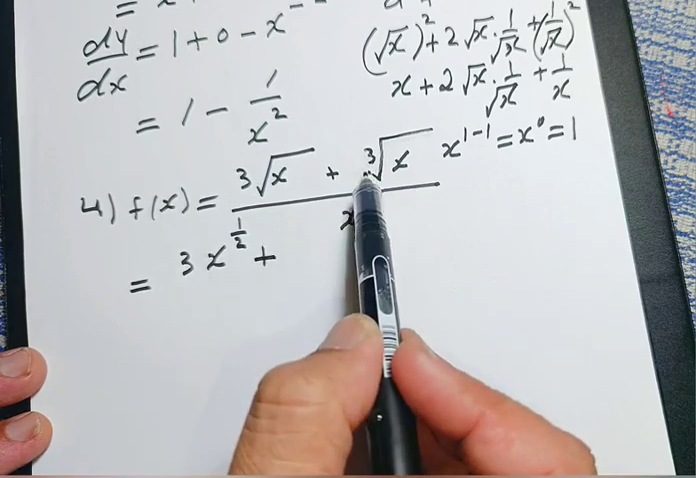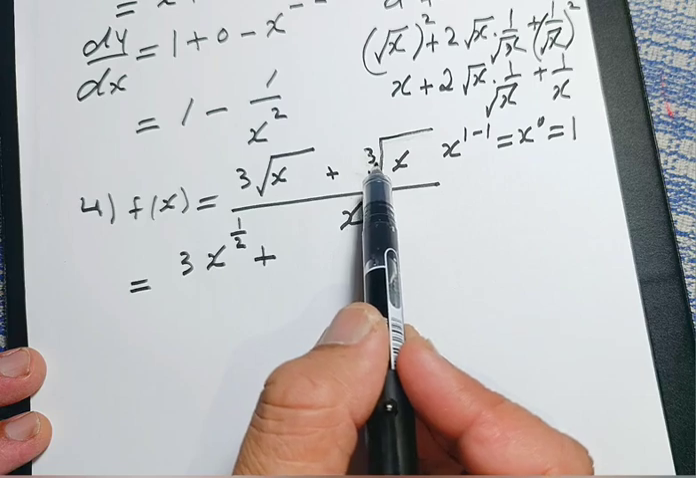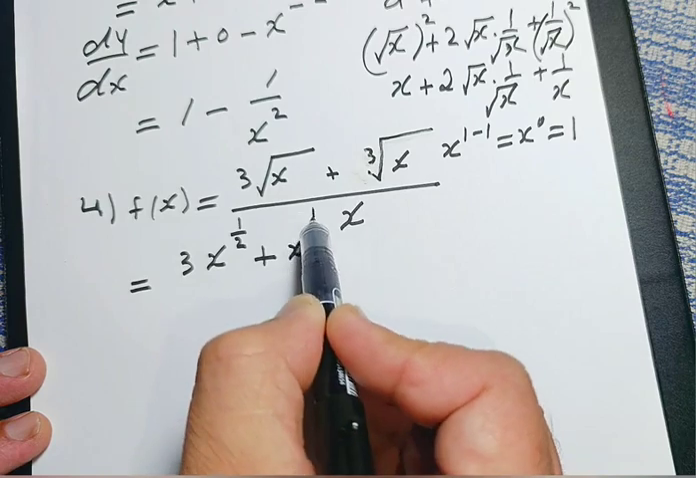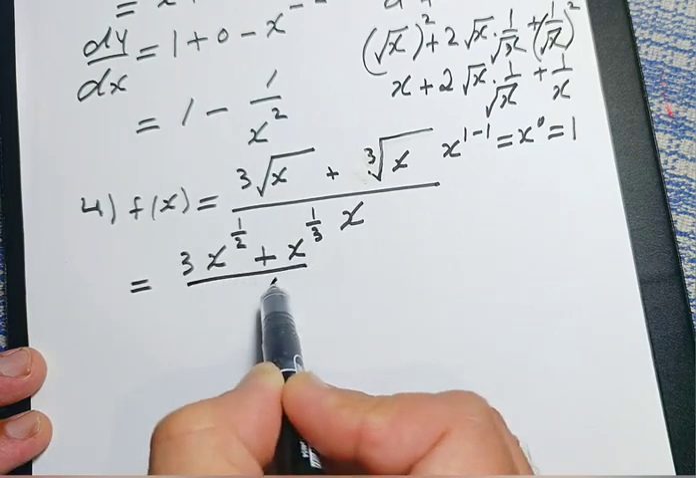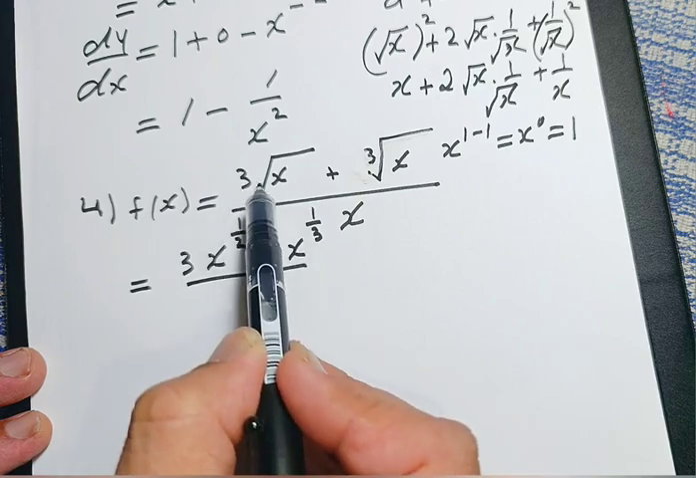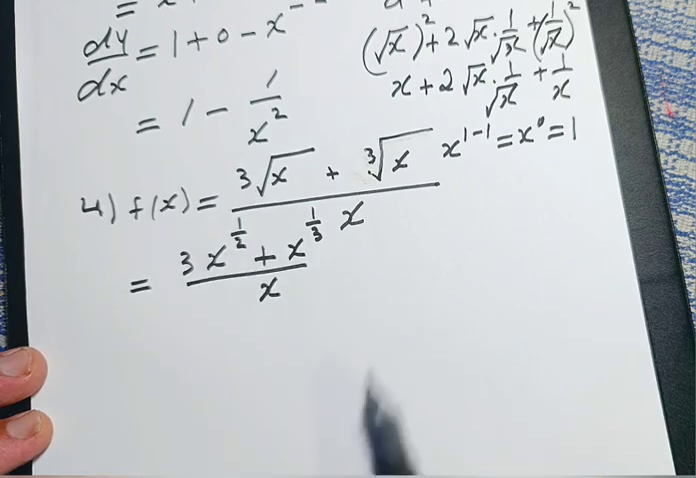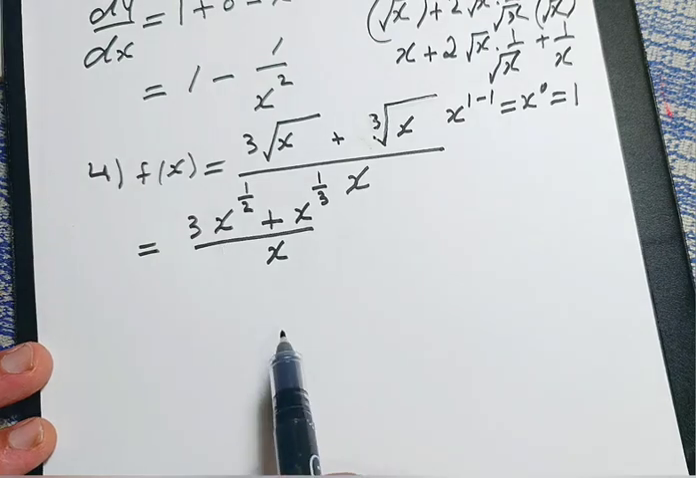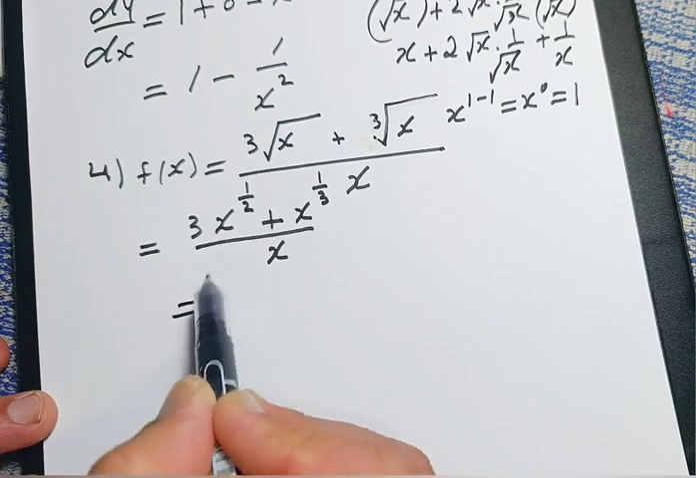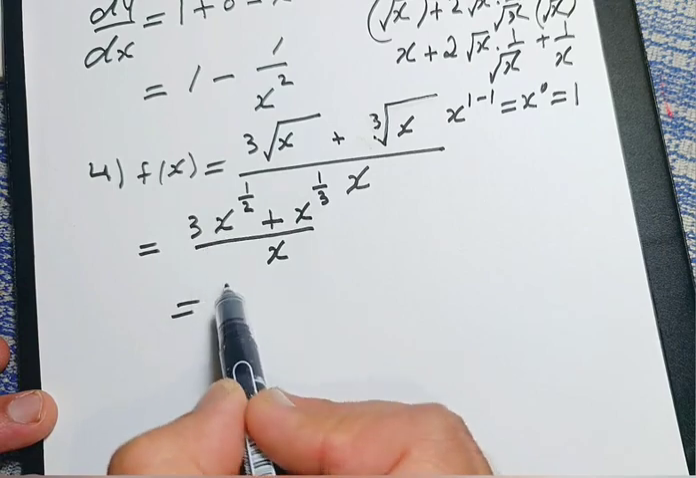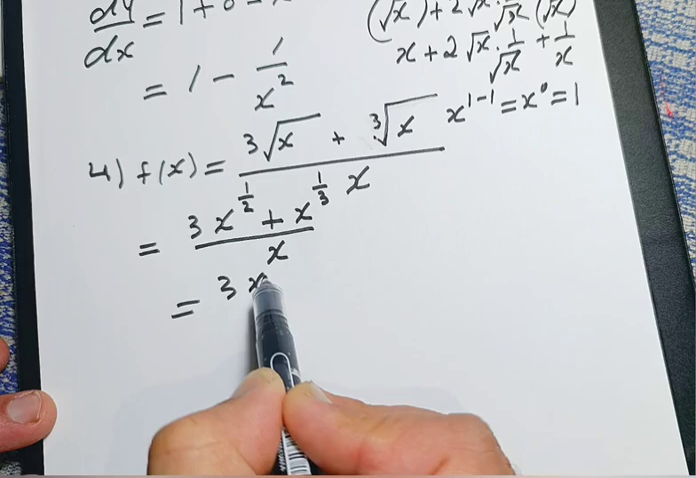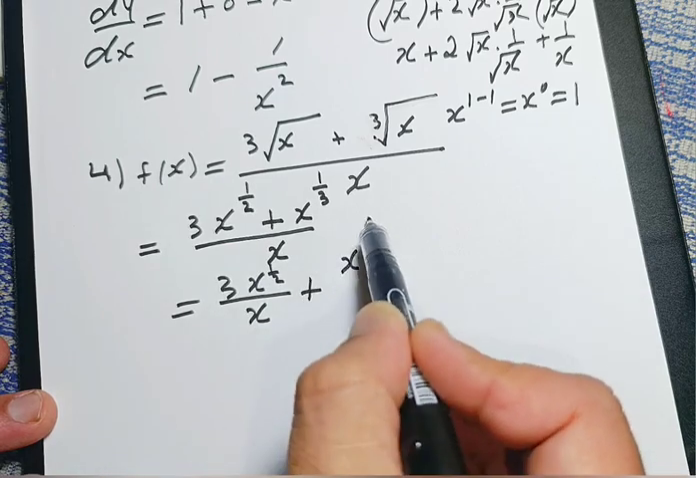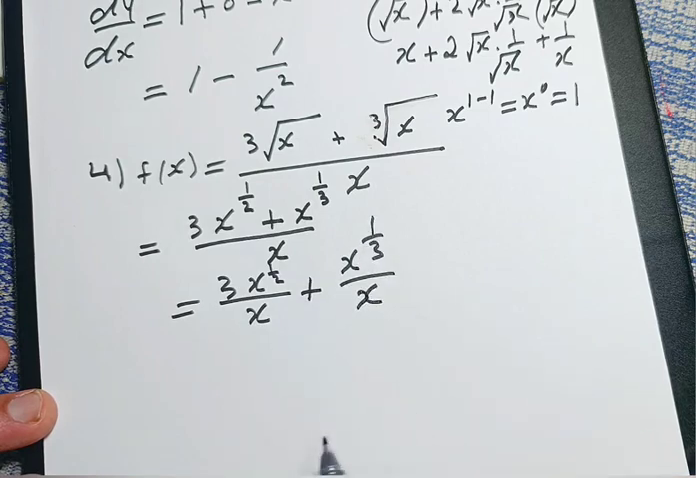Plus, now this 3 is a part of the root sign, so the cube root, so it's going to be x power 1 over 3 over x. But remember, this is not part of the root sign, right, this is a part of the root sign. Now I'm going to solve this question. So it's going to be equal to 3, this means 3x power 1 over 2 over x plus x power 1 over 3 over x.